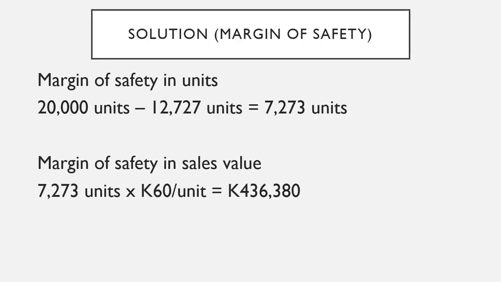For the margin of safety, as I mentioned a while ago, you get the difference between the number of sales that you're supposed to sell against the break-even point. So we have 20,000 units less 12,727 units. We have the margin of safety in units of 7,273 units or radios. Then to determine the margin of safety in sales volume, you just have to multiply the 60 kina per unit against that margin of safety in units. So you will arrive at 436,380 kina.